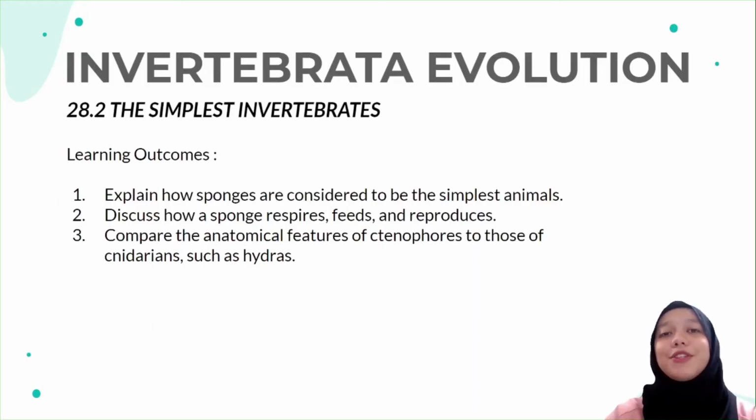Hi, I am Siti Nazra and I will continue the invertebrate evolution with the simplest invertebrates. So, from the learning outcomes, you must be able to explain why the sponges are considered the simplest animals and how they reproduce, feed and raise fires. And lastly, you must be able to compare the features of ctenophores to those of cnidarians, such as hydras.